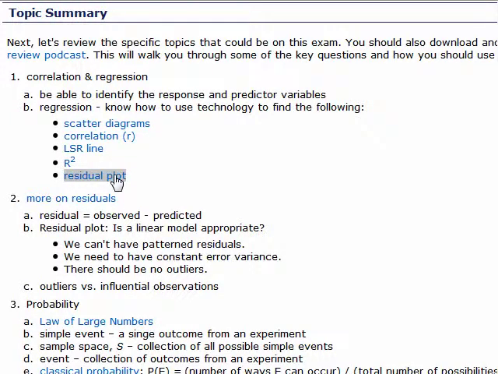And then a residual plot. Again, you need to know how to create it using the technology of your choice, and how to interpret it. And we'll talk more about that next. So with residuals, you need to know what a residual is. That it's the observed value minus the predicted value. You need to know the 3 conditions that you cannot have for a model to be linear. So make sure and review those under the residual section. And then you also need to know the difference between an outlier and an influential observation.